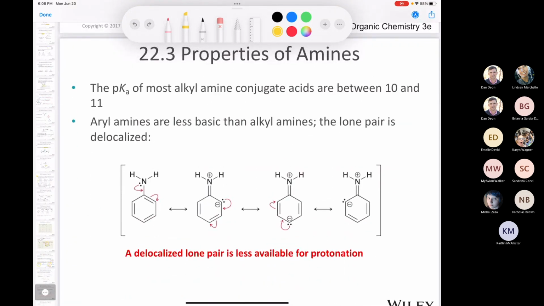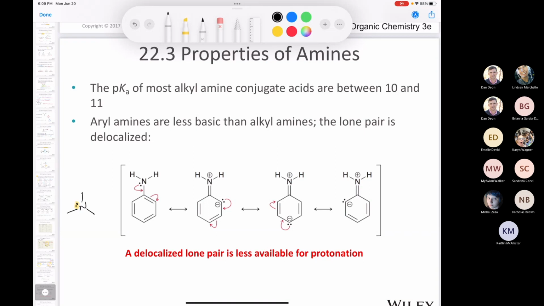The pKa of most alkylamine conjugate acids is between 10 and 11. We saw that earlier on, and again, this is just rehashing that concept, which is something I covered earlier. We said, why is it that the lone pair on trimethylamine, for example, is so much more available to be protonated? Why is its conjugate acid a weaker acid? It's because this is a stronger base. Why is it a stronger base? Because the lone pair is just sitting there. It has nowhere to go.